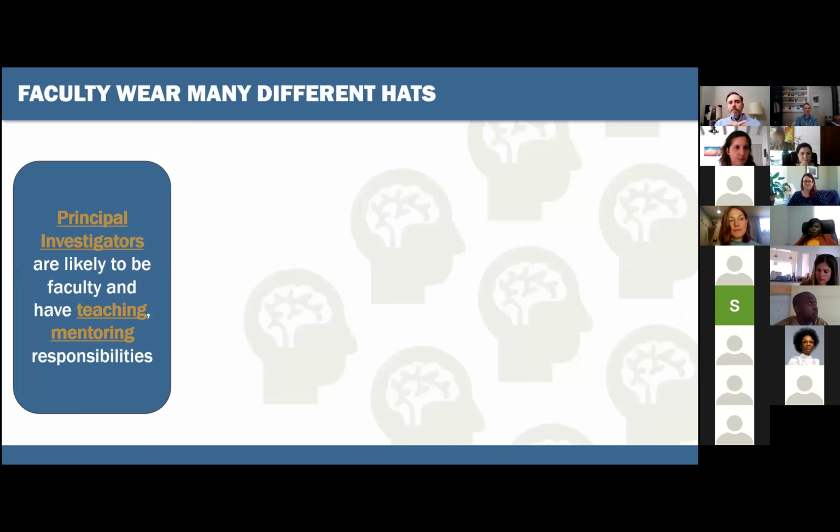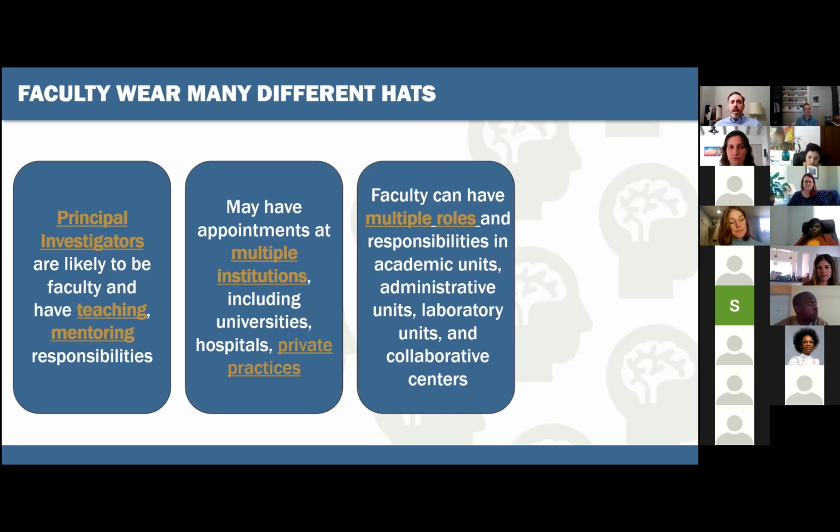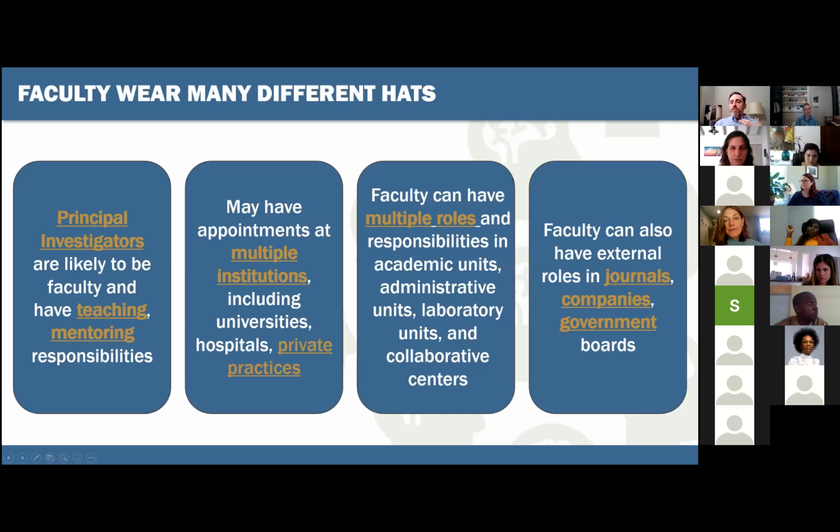So on this slide, we just want to make the point that these investigators are often wearing many different hats. That's just a metaphor to say they have lots of different job duties, right? So on the first box here, they might be the principal investigator, but they might also be responsible for teaching classes or mentoring students. They might have appointments at multiple institutions, right? They might teach at multiple institutions, or they might have a private medical practice outside of the university or the research institution. And then even within a single research institution, they might have responsibilities to their academic department, to their laboratory, to collaborative centers.